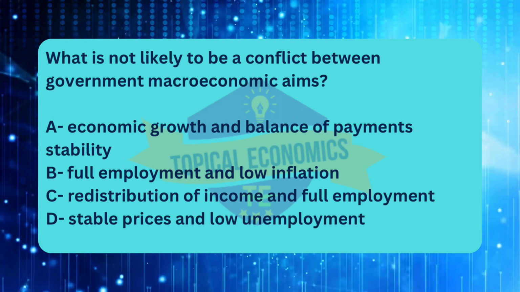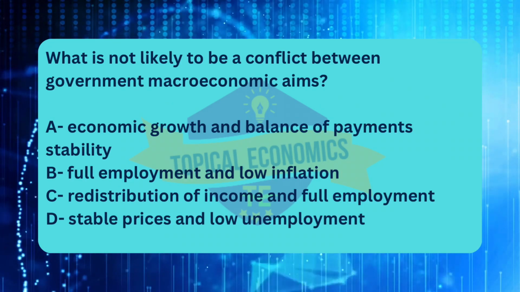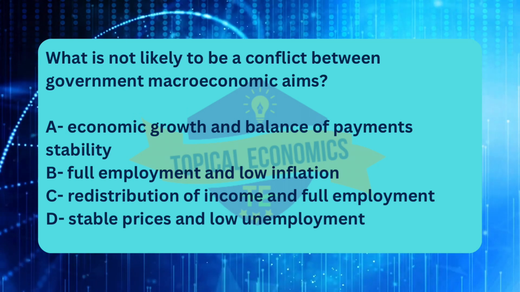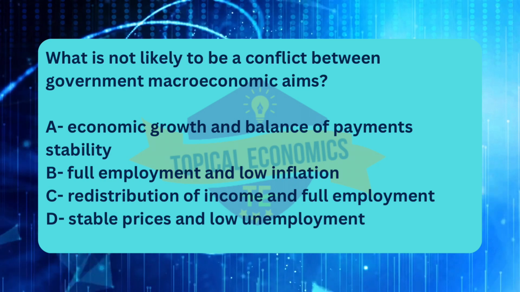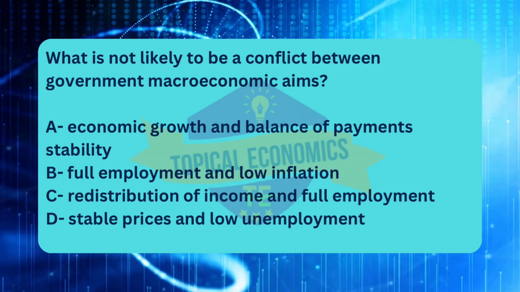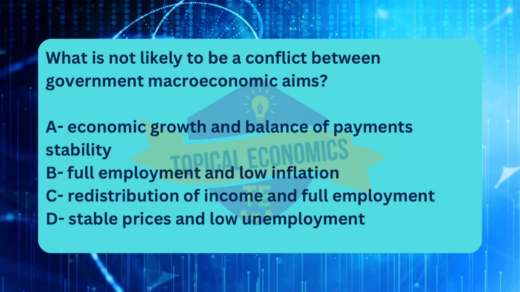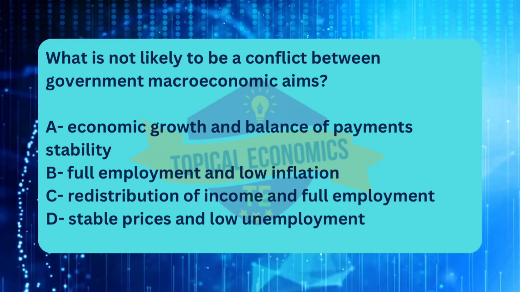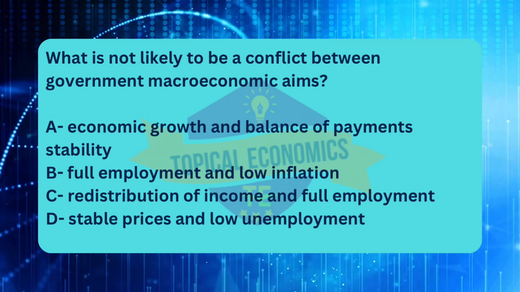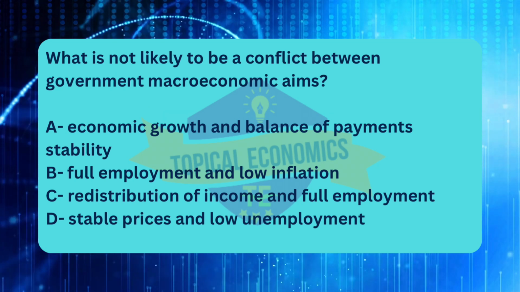Moving to question 3. What is not likely to be a conflict between government macroeconomic aims? A. Economic growth and balance of payment stability. B. Full employment and low inflation. C. Redistribution of income and full employment. D. Stable prices and low unemployment. The correct answer for this question is option A.